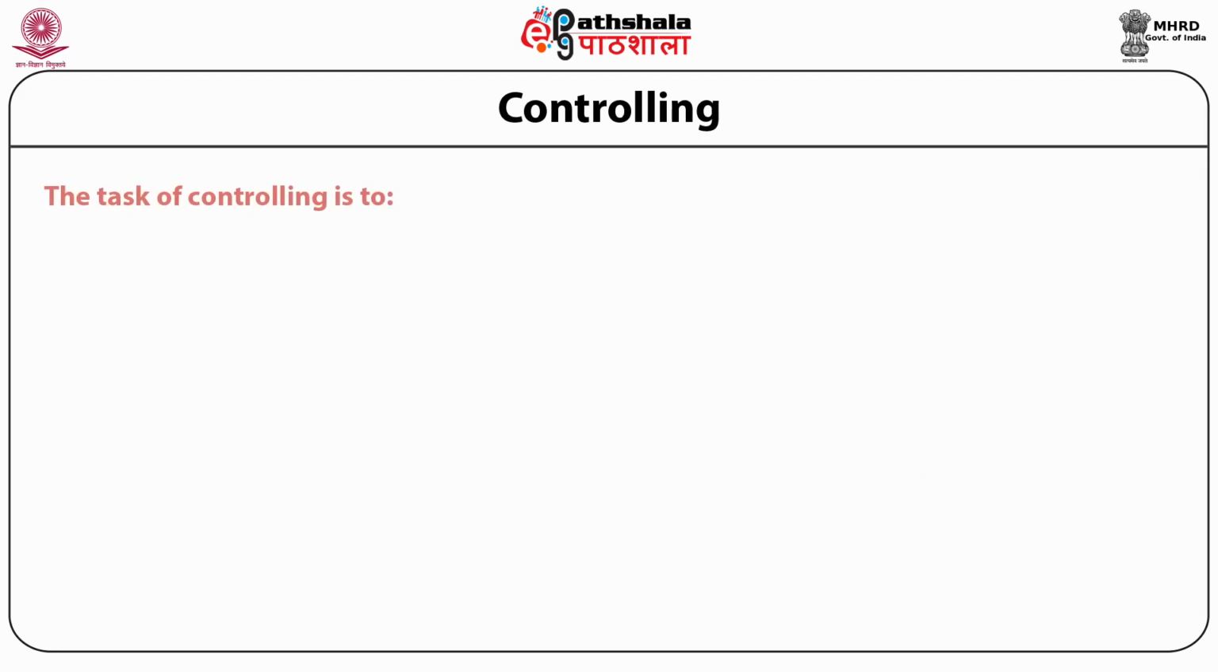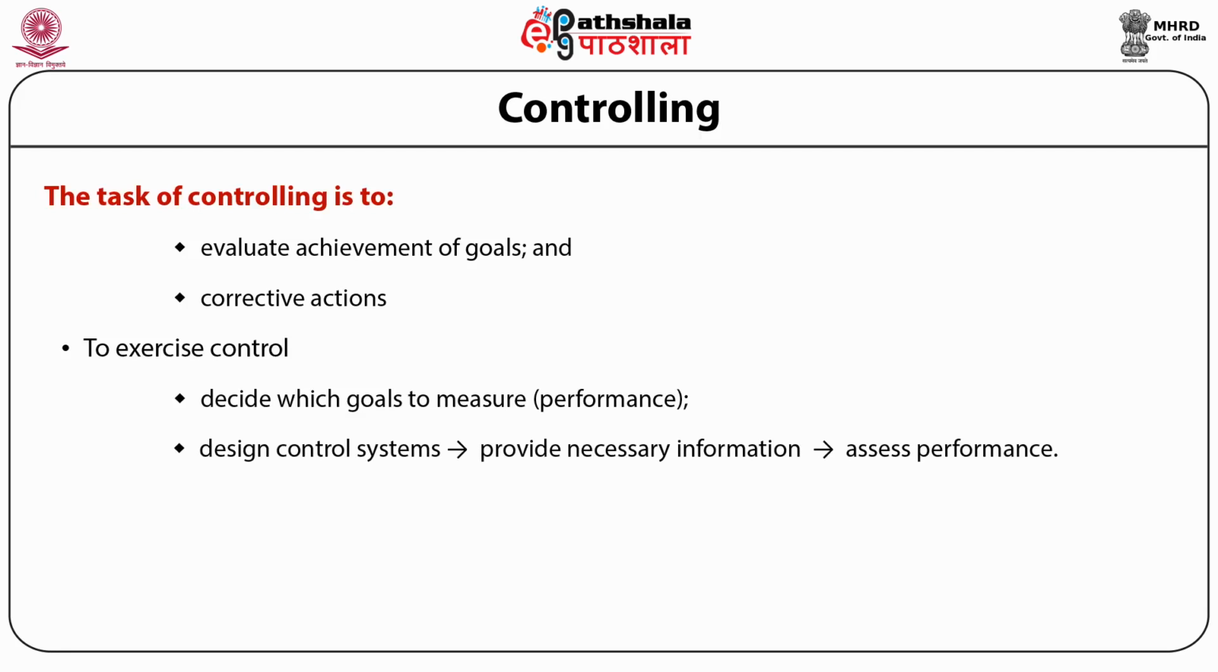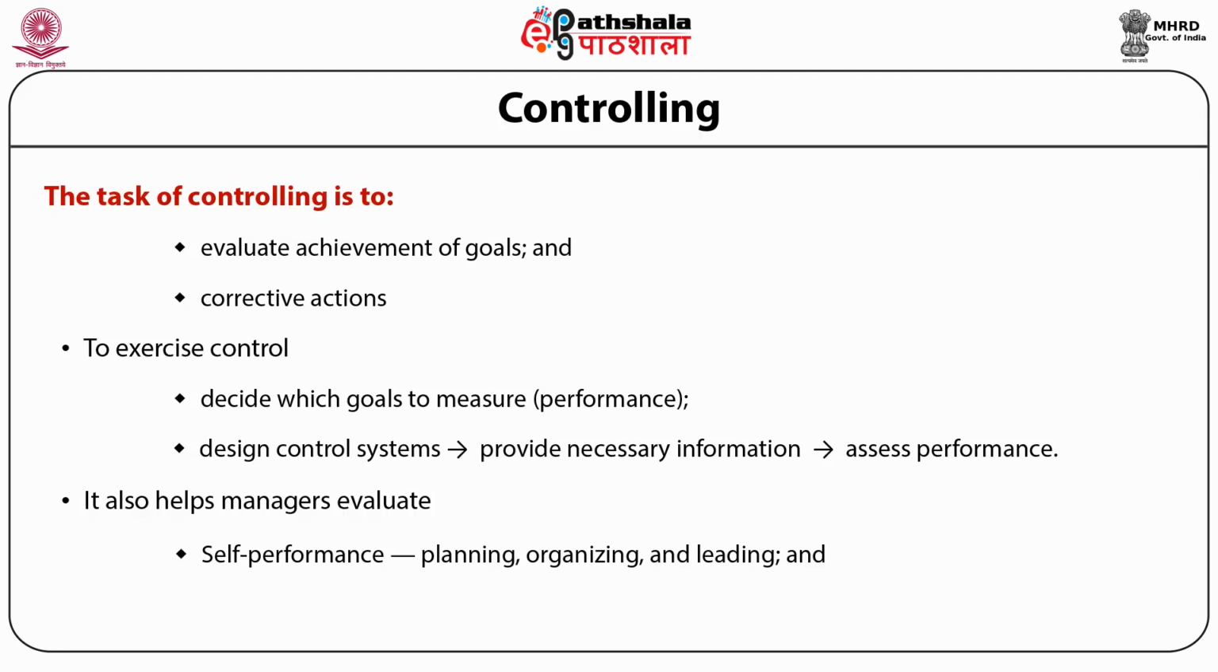While controlling, the task of managers is to evaluate how well an organization has achieved its goals and to take any corrective actions needed to maintain or improve performance. To exercise control, managers must decide which goals to measure, and then they must design control systems that will provide the information necessary to assess the performance, that is, determine to what degree the goals have been met. The controlling task also helps managers evaluate how well they themselves are performing the other three tasks of management, which are planning, organizing, and leading, and then take corrective action.